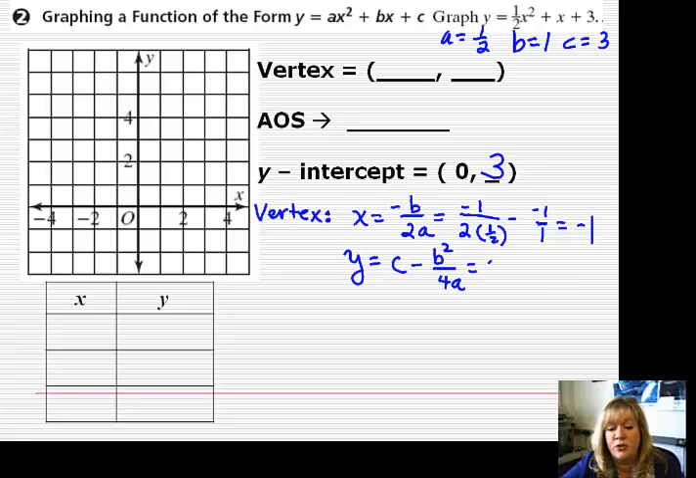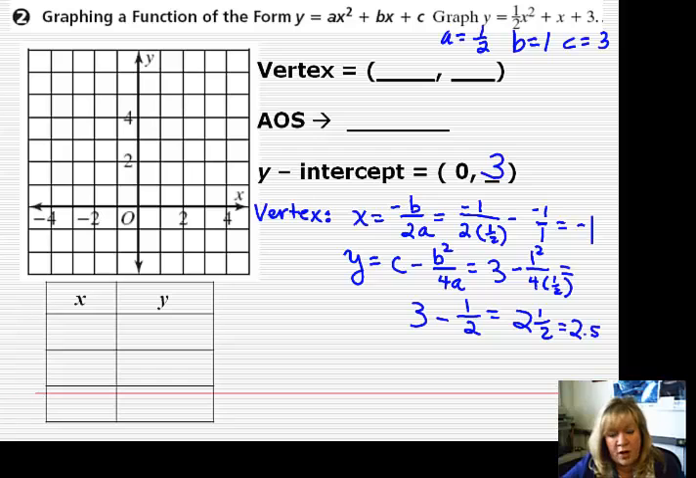So c is 3 and b is 1 and a is 1/2. I put those into the formula and crank it out. So I get 3 minus 1/2, which is 2.5. Notice if I would have put -1 in the quadratic, I would have had 1/2 times 1 minus 1 plus 3. So you would have got the same answer. So we'd have -1 and 2.5.